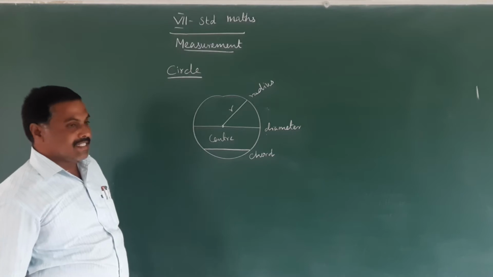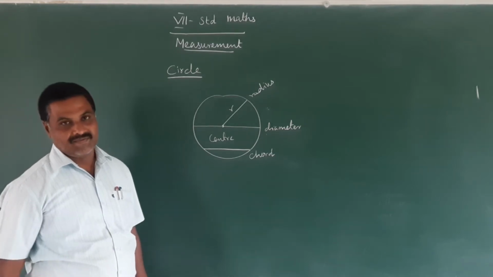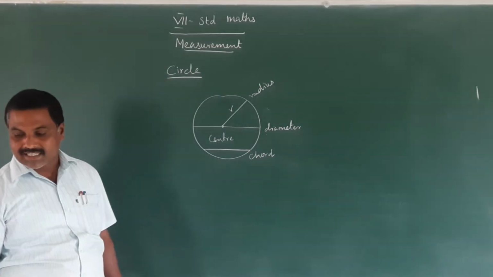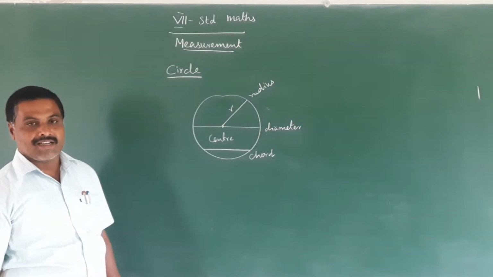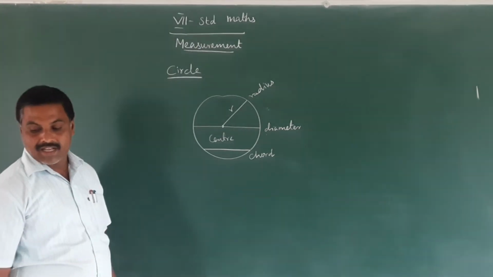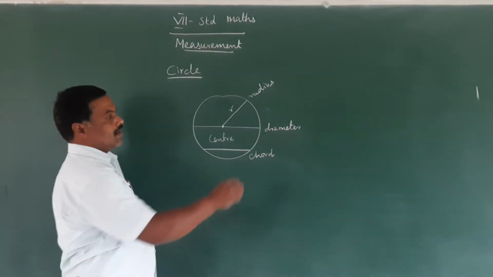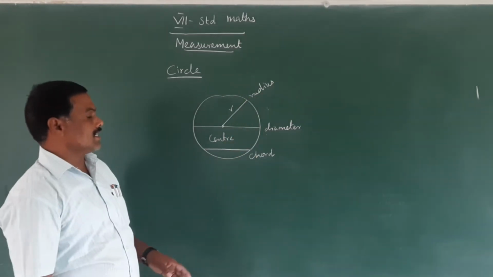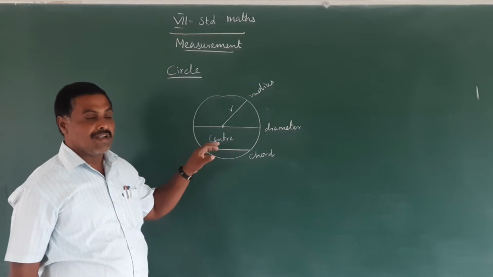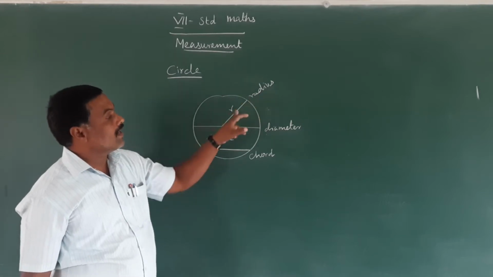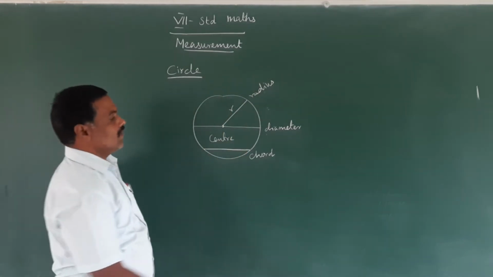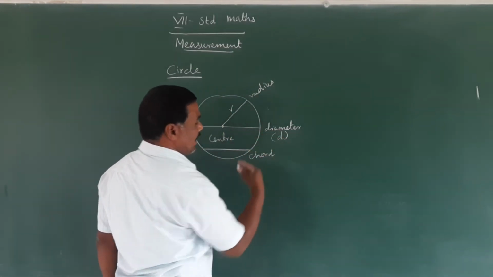Now radius means what? The distance from the center of the circle to its outer rim. The distance from the center of the circle to its outer rim is called the radius. Now diameter is denoted by D.